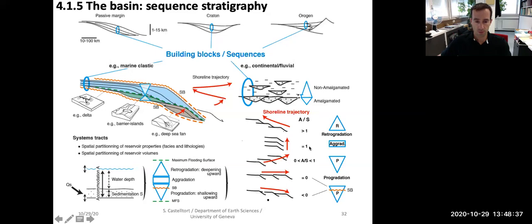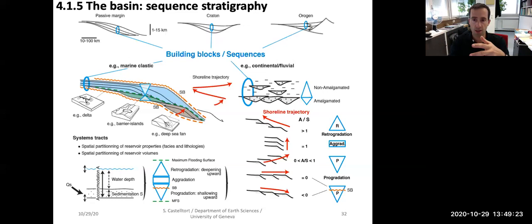Not these two, because here you need accommodation. So if accommodation is less than zero, whatever you do with sediment supply, your ratio is less than zero. If accommodation is equal to zero, whatever you do with sediment supply, you have pure progradation, except if you don't have sediment, then nothing happens. But here, accommodation is positive. So with a certain amount of accommodation, let's imagine sea level rise in the Rhône Delta on the southern coast of France. If you bring too much sediment, your shoreline is going to go seaward. And if you bring little sediment, your shoreline is going to retreat landward.